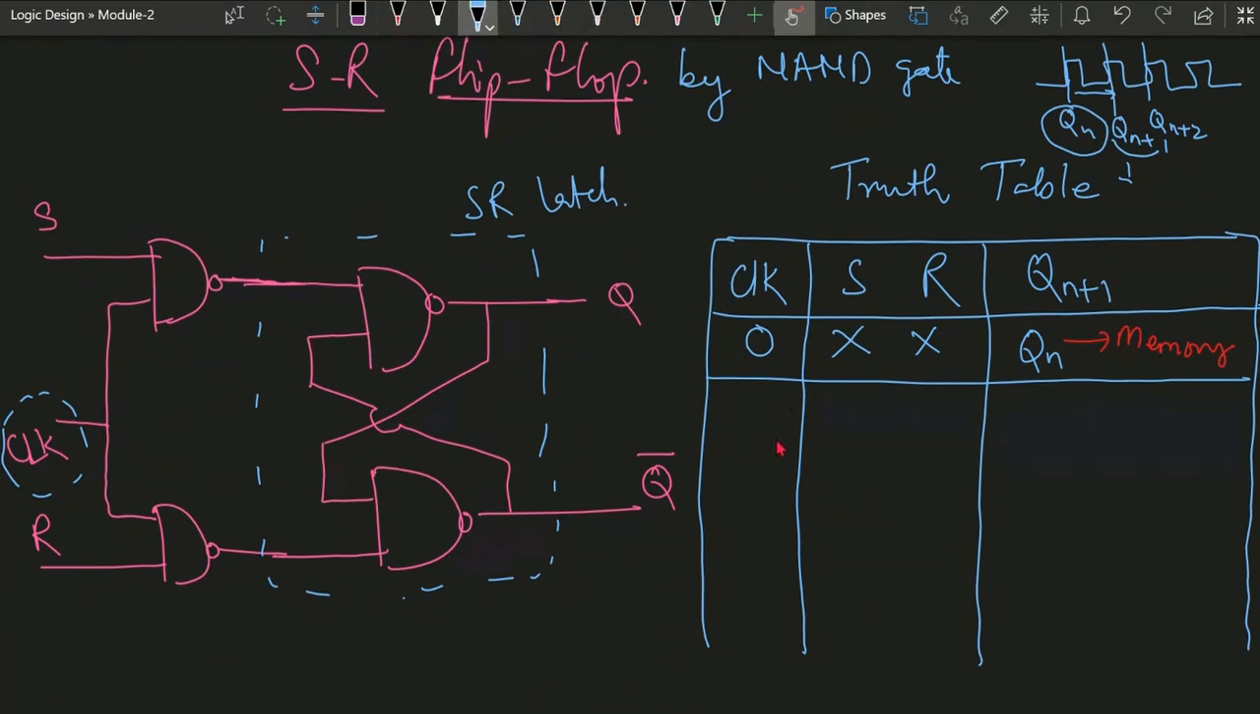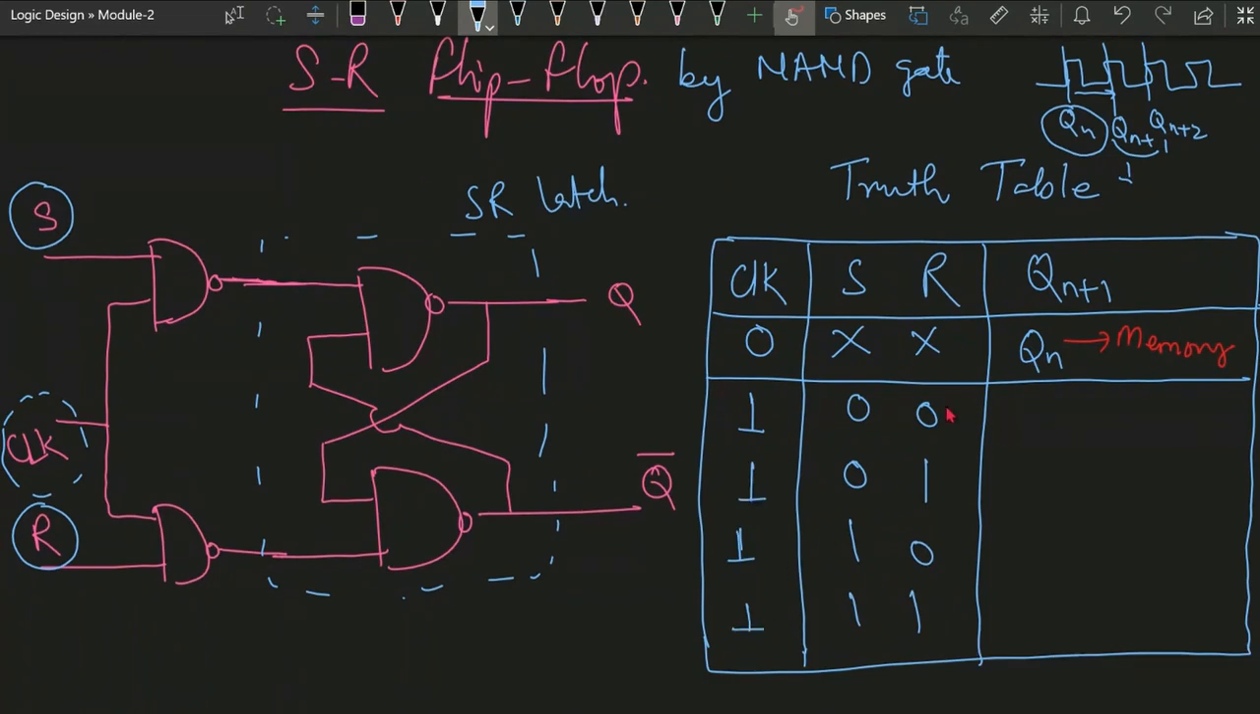Okay. Next, if clock is 1, then only the inputs will be activated. So inputs will be activated when the clock is 1. So we will be considering clock 1, then the conditions 0 0, 0 1, 1 0 and 1 1. We will be checking them out. Clock is always 1. So at that time, S and R is 0 0.